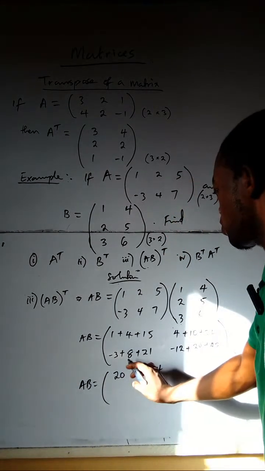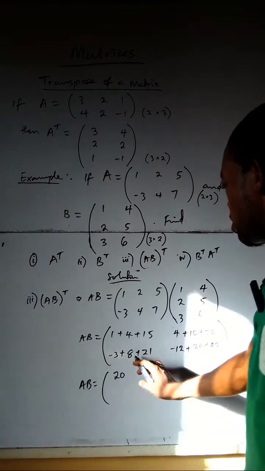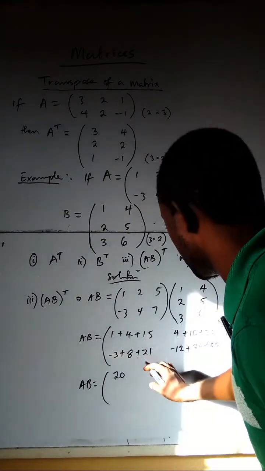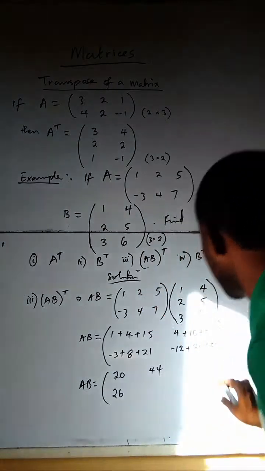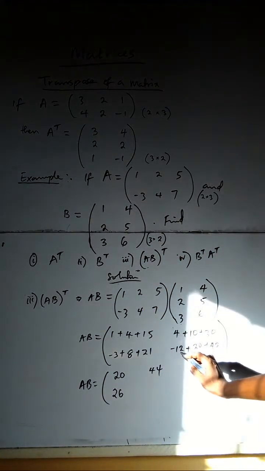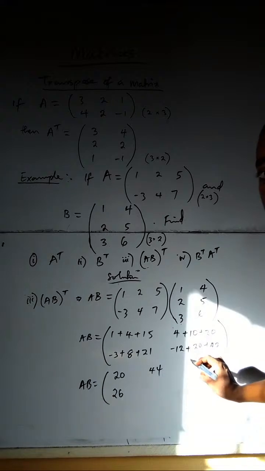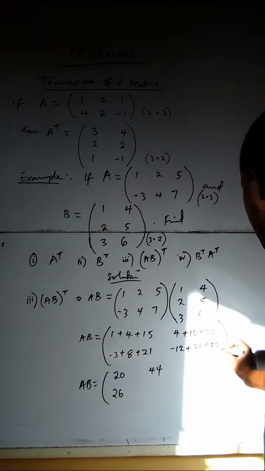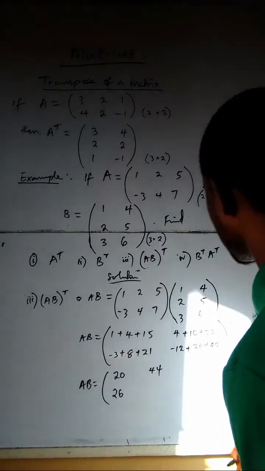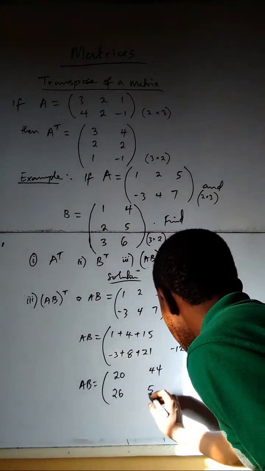Then we have 3 plus minus 3 plus 8, that's 5. Then plus 21, that's 26. And here we have minus 12 plus 20, that gives us 8. Then 8 plus 42, we have 50.